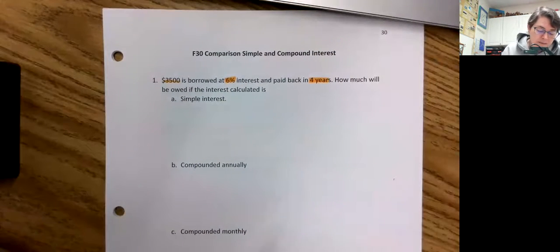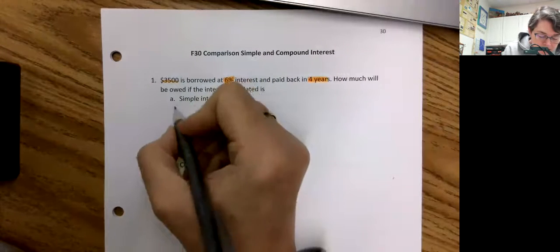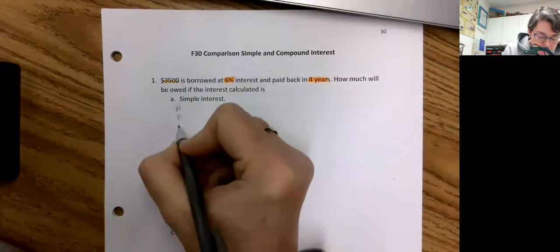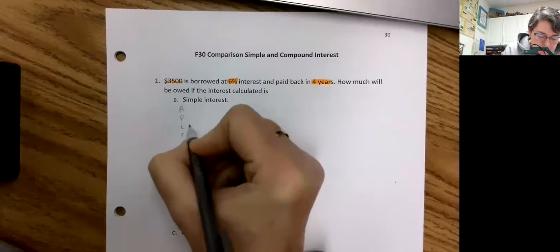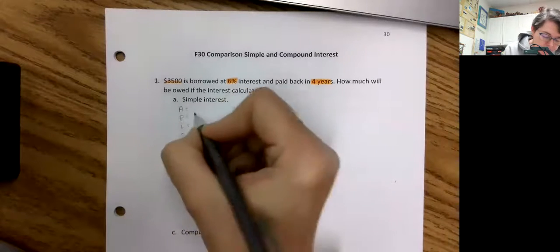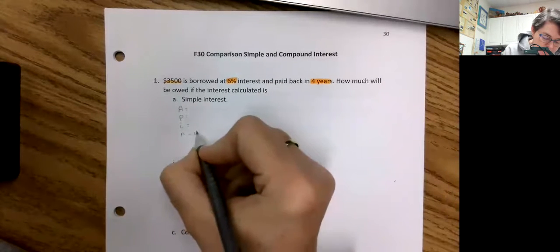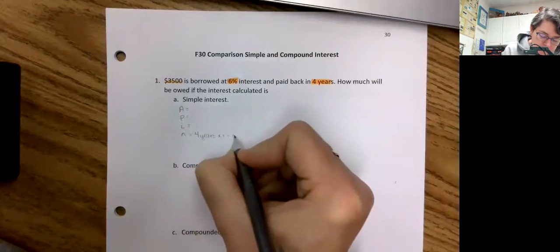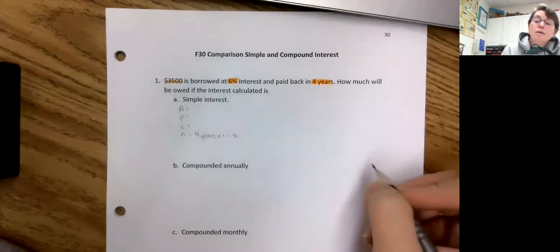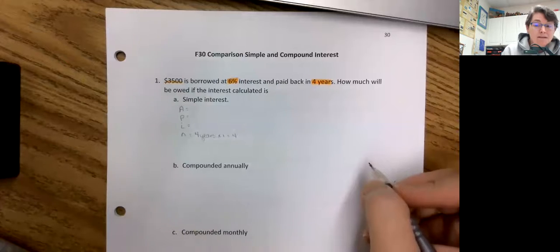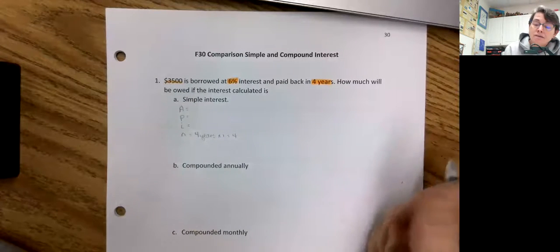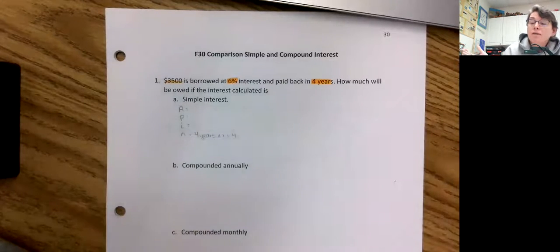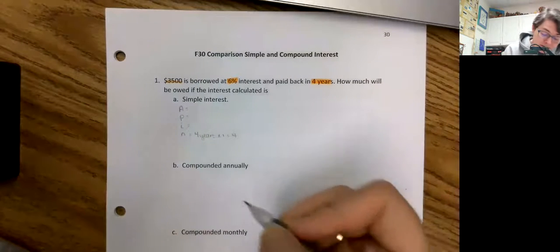How much will be owed if simple interest is calculated? So A, P, I, N. So N is 4 years. Now, you don't need to do that on simple interest, but it won't hurt, right? So rather than going, when do I use it, when don't I use the adjustments for the time, do it all the time. Then you never have to make that big decision.